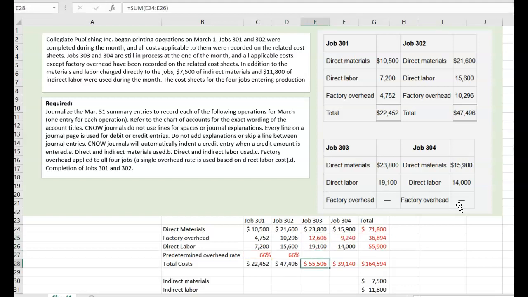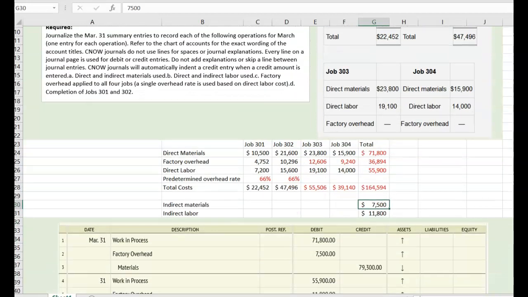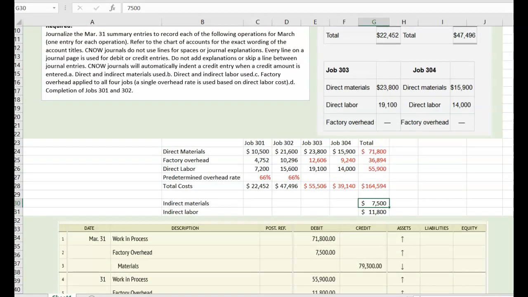Now we can do the calculations. Now, they gave us 22,452 and 47,496, but we have to actually calculate those. It's not hard, just add them up. So now we have the total costs. And then we have the indirect material and indirect labor that they gave to us. So let me slide down and show you the various entries.